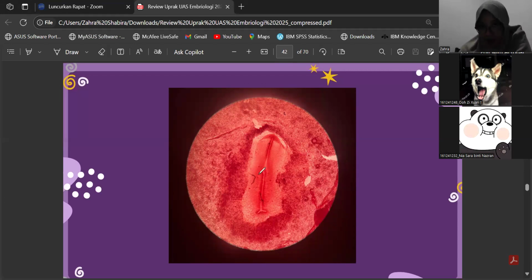So I'm using yellow color. This is primitive streak, yeah. There is a Y over here, primitive plate. And then also Hensen's node in here. This one is Hensen's node. And next one is neural plate over here, and neural groove, and neural head fold here.